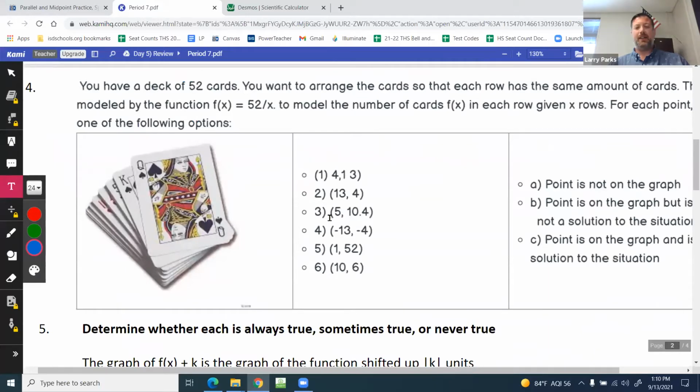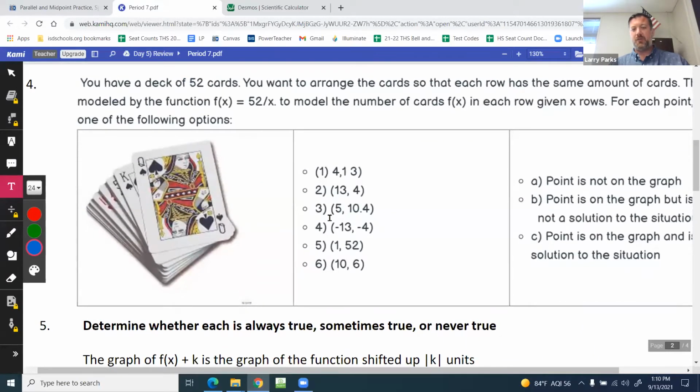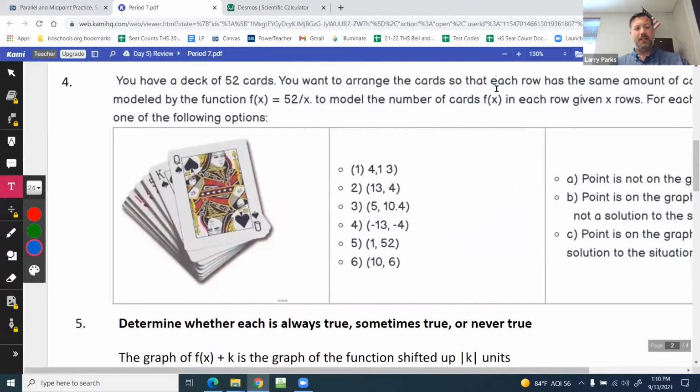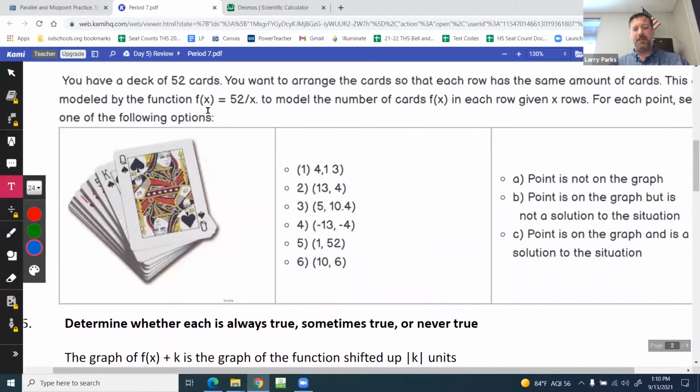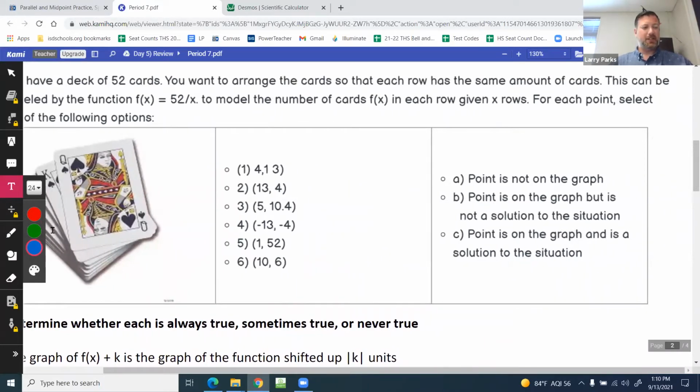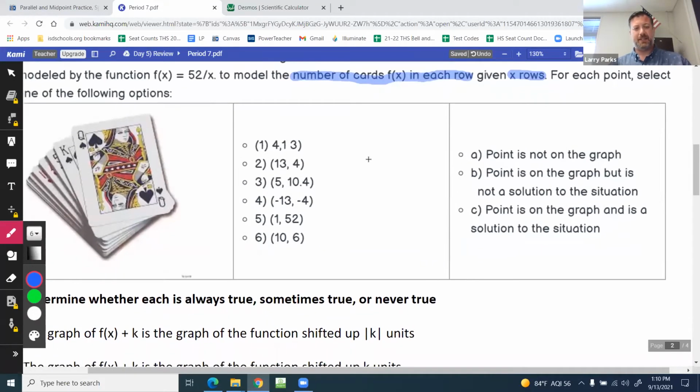All right, 4. Let's say you have a deck of 52 cards and you want to arrange the cards so that each row has the same amount of cards. This can be modeled by the function f of x equals 52 divided by x to model the number of cards in each row given x rows. So all I really got from that so far was that x is rows, and f of x is the number of cards in each row.